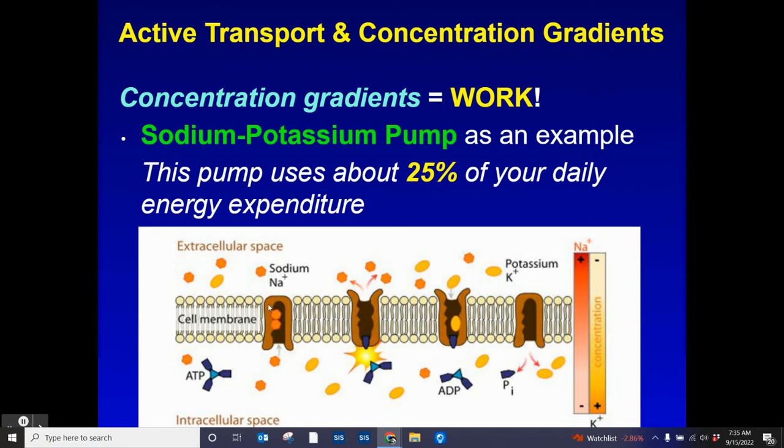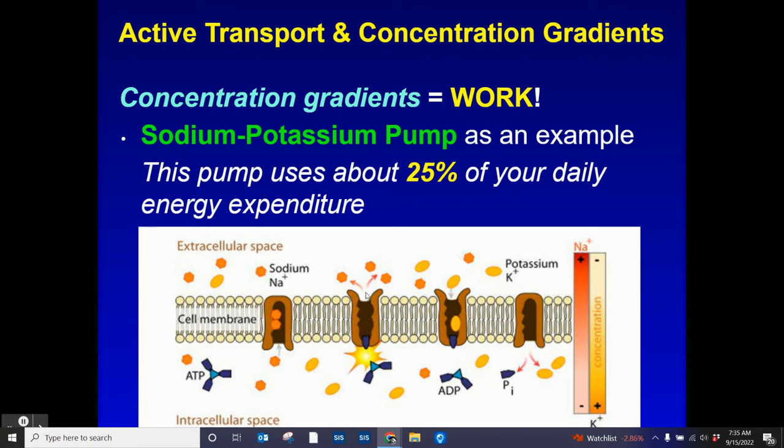So sodium ions are going to bind to the sodium ion site, and there's enough room for 3 sodium ions to bind there. That's going to cause a shift in the protein when ATP binds to it. When ATP binds, it's going to phosphorylate the protein. What does that mean? It means it's going to donate a phosphate group. The donation of that phosphate group causes a shape change in the protein, which then causes the sodium ions to be released into the extracellular space.